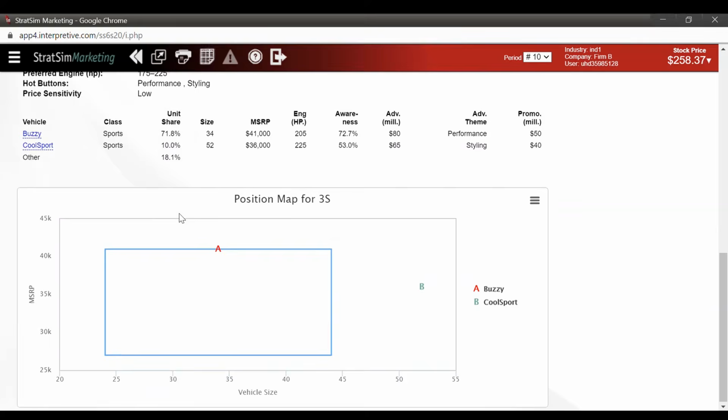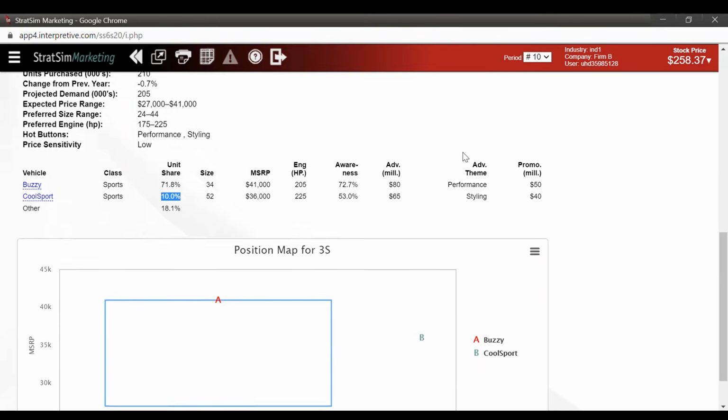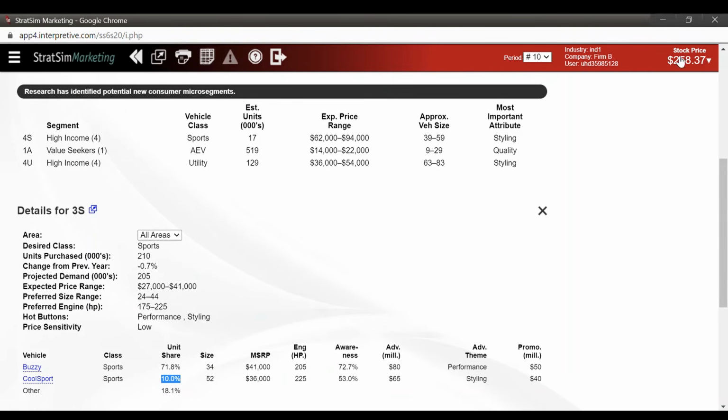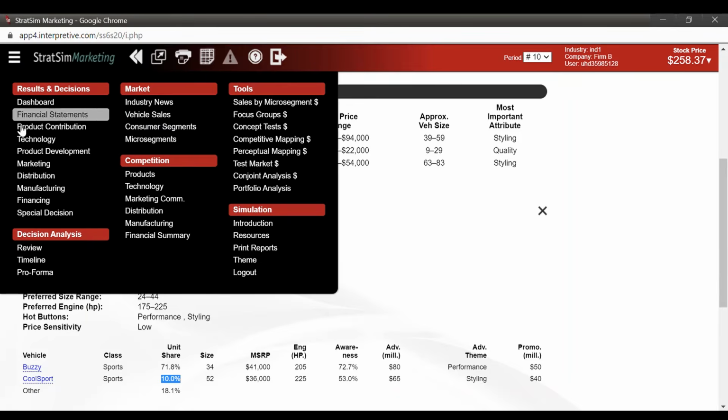For period 10, we had a new challenger actually. They launched a new vehicle, but they only received 10% of unit shares. And you can take a look at where this vehicle is, way outside the box. So, no competition. Okay, let's move on to the next one.